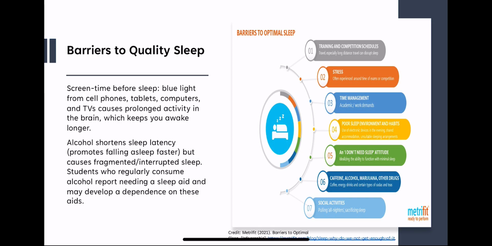And then another factor that can play into it is alcohol. So since alcohol promotes falling asleep a little bit faster, it can cause interrupted sleep, which we're going for getting to bed on time, but also going for uninterrupted quality sleep. And those who regularly consume alcohol might not be able to get the amount of sleep and the amount of uninterrupted sleep that they need. And they might require a sleep aid, and over time you get to develop dependence on the aids, and that's not doing many favors for your health.